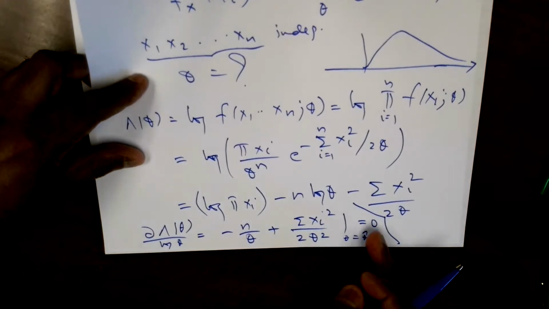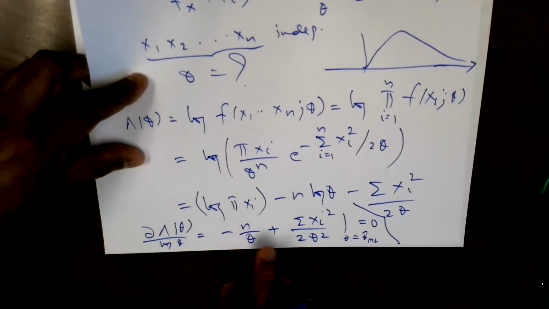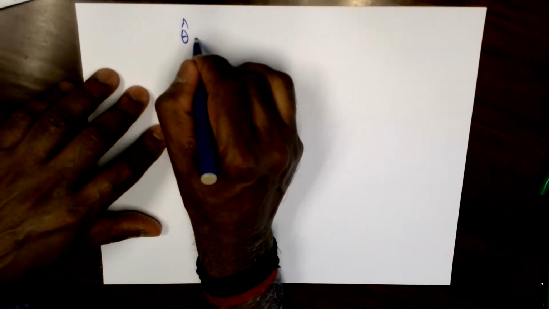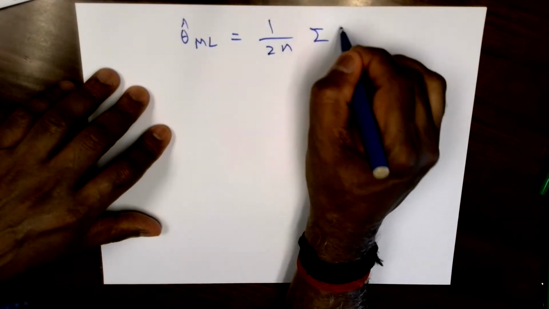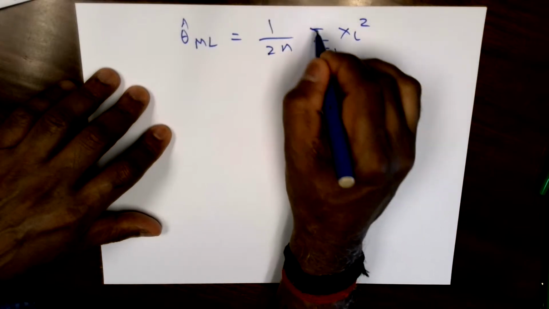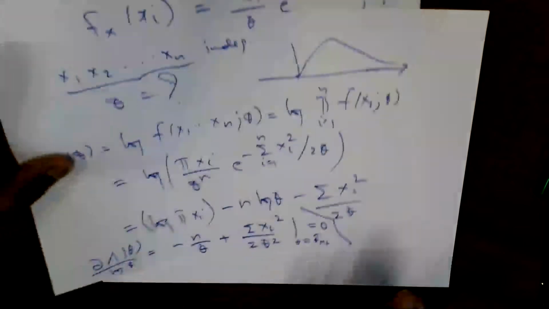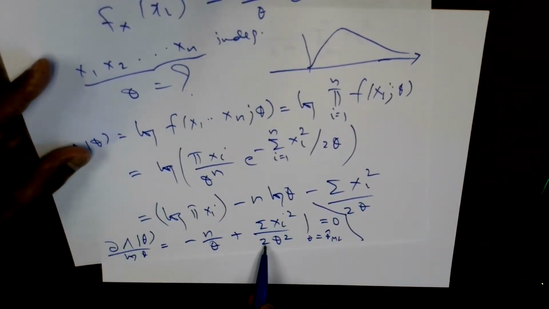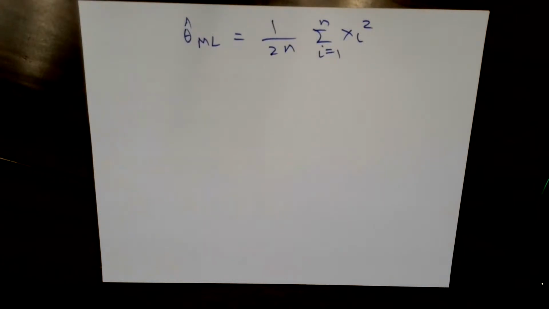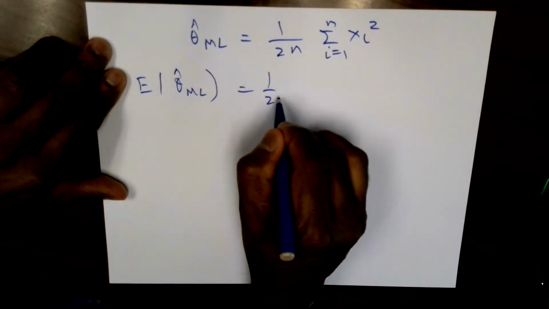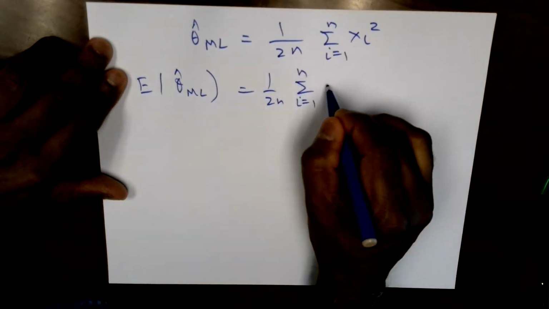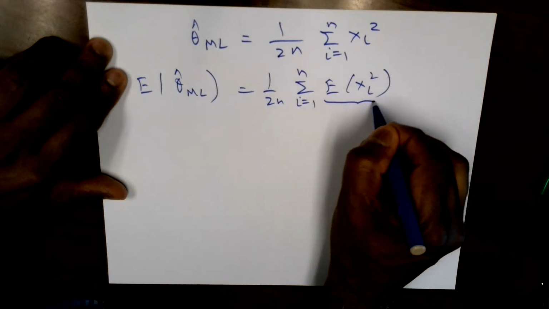So if you take this to the other side and cancel 1 theta, you can see you get, so this is where we are going to start. Theta hat ml turns out to be 1 over 2n sigma xi squared. From here, sigma xi squared, n comes here, 2 is here, so that's what we get. So now the question is, what is its mean and variance? So we want expected value of theta hat ml. That's 1 over 2n sigma i equal to 1 to n of expected xi squared. So we want to compute this quantity.